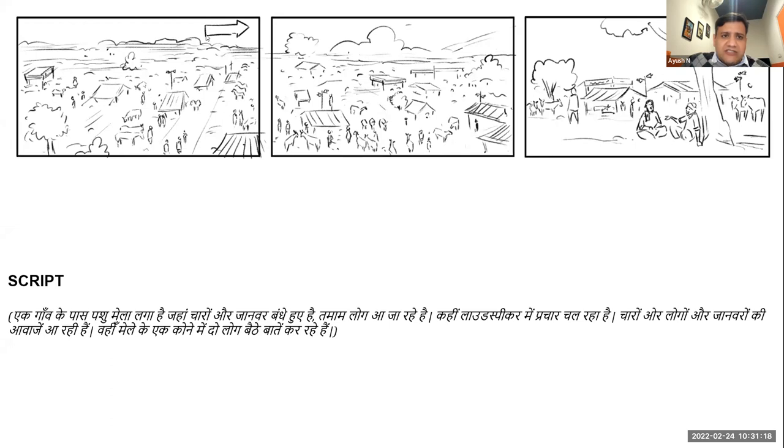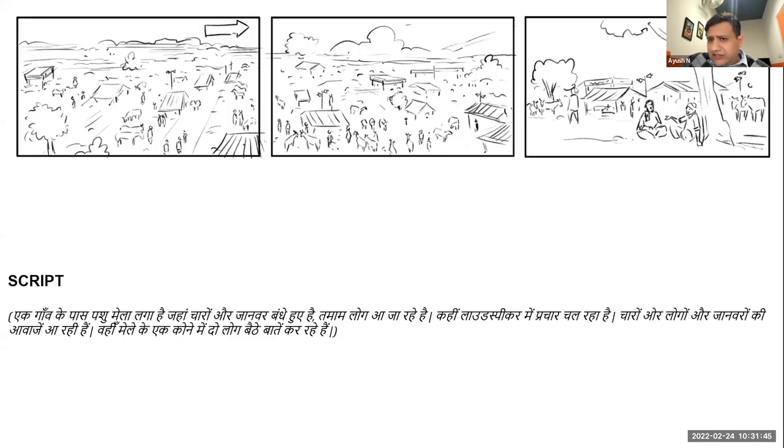And then this arrow is telling the camera movement. The camera will move from left to right. When it moves from left to right, it is called a pan. The camera is panning from left to right. And then there are these two characters talking. There are loudspeakers. So everything that the writer has written has been put in these shots.